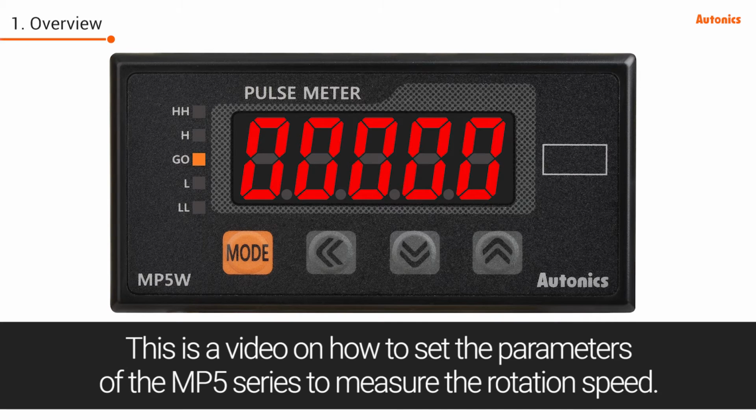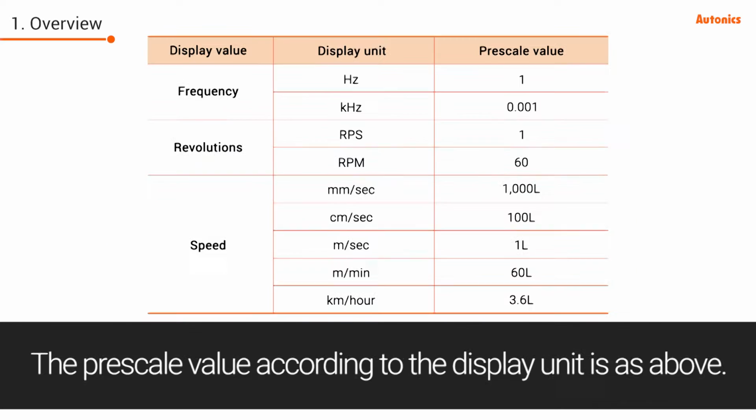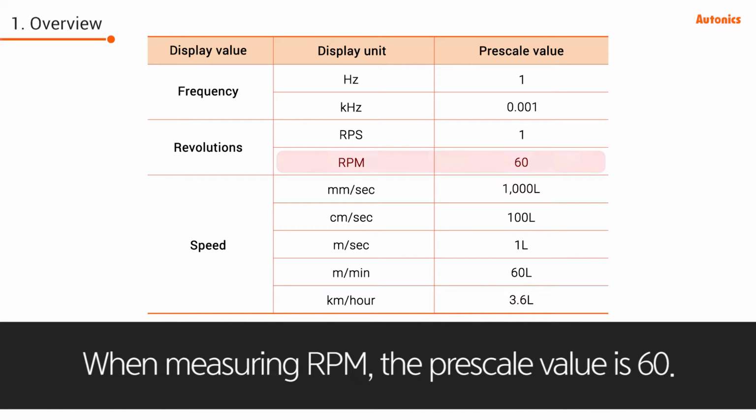This is a video on how to set the parameters of the MP5 series to measure the rotation speed. The Prescale value according to the display unit is as above. When measuring RPM, the Prescale value is 60.